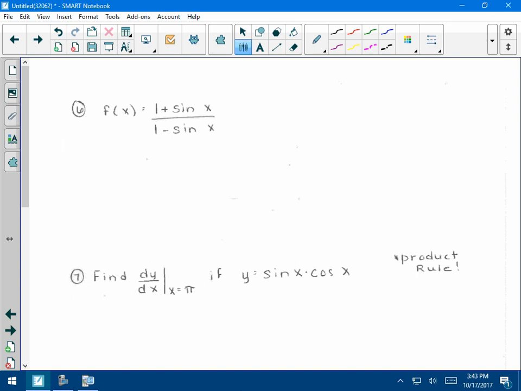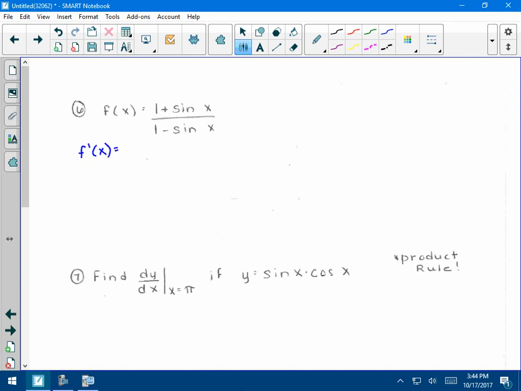F of x equals 1 plus sine of x over 1 minus sine of x. What do you think about this one? Don't be tempted to multiply by the conjugate. That's a trick we used with limits. That's not necessarily going to help us as much with derivatives. I'm not trying to simplify, I'm trying to take the derivative. So, let's use quotient rule.